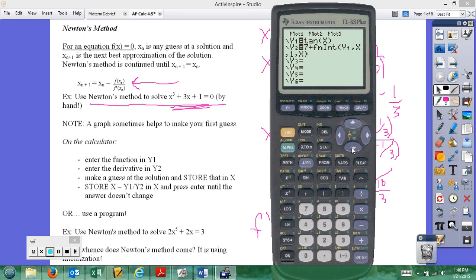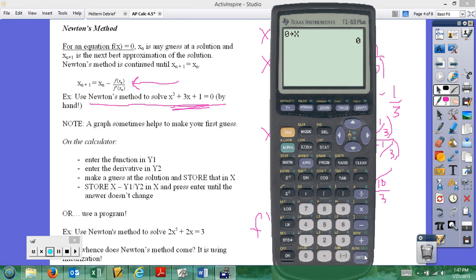Go to y1, clear that out. The function is x to the third plus 3x plus 1. Derivative in y2, 3x squared plus 3. Get out to a blank screen. Make a guess. I guess 0, and you store it for x.